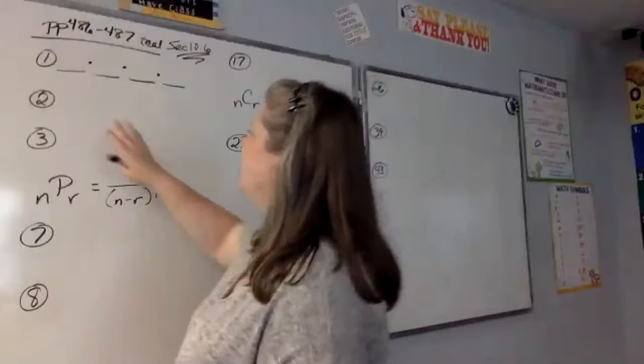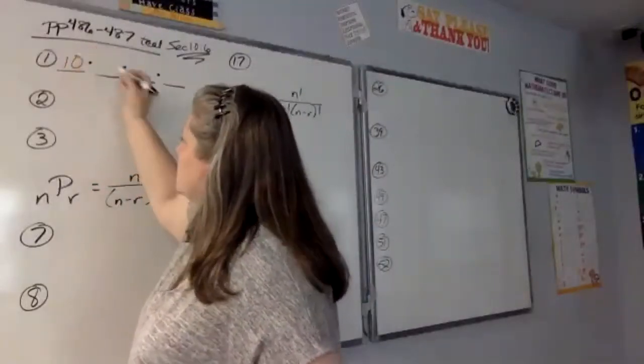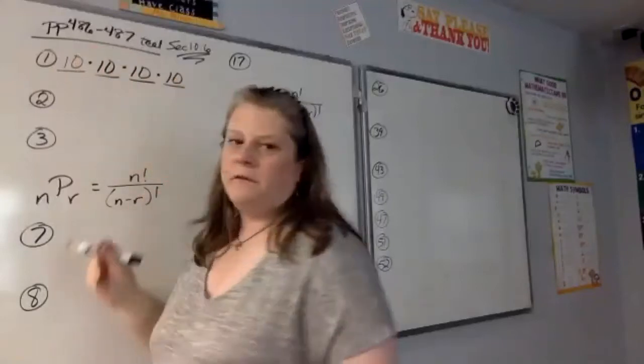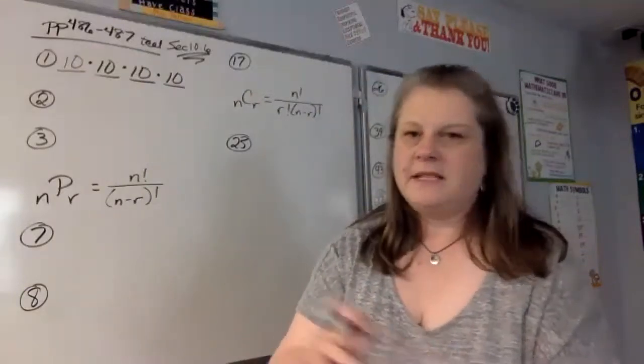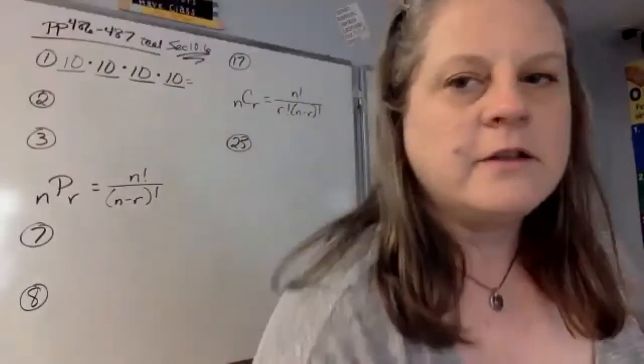But anyway, you always have 10 digits for each one. So I have 10 choices for the first digit, 10 for the second, 10 for the third, and 10 for the fourth. So all I do is multiply that together. 10 times 10 times 10 times 10. So how many different possible PIN number combinations are there for your bank card?